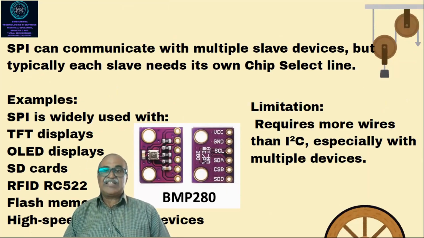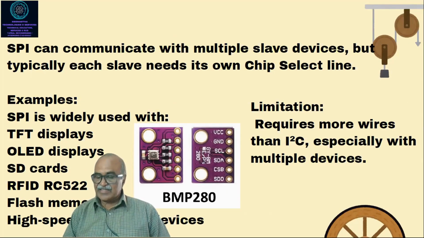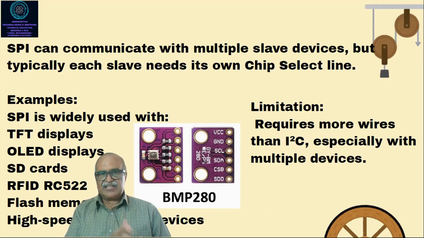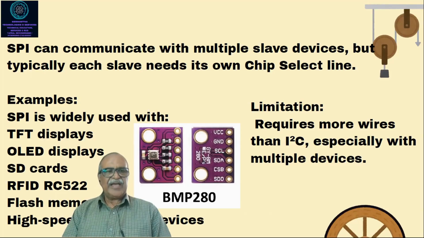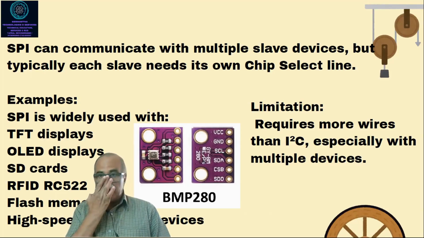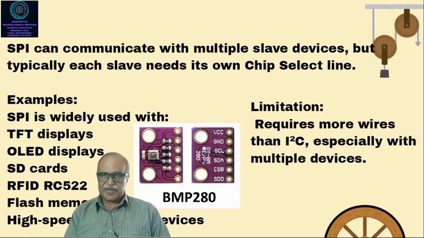its own chip select line, that is CS. Just now we have decided that the CS line will be separate. For example, SPI is widely used with TFT displays, especially the older type of display, right? OLED displays, the latest one. SD cards, okay? RFIDs, that is RC522.